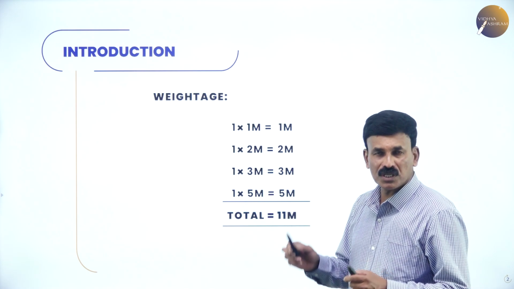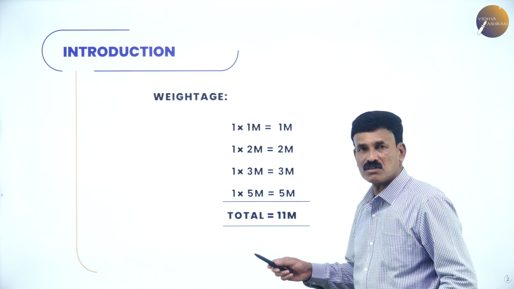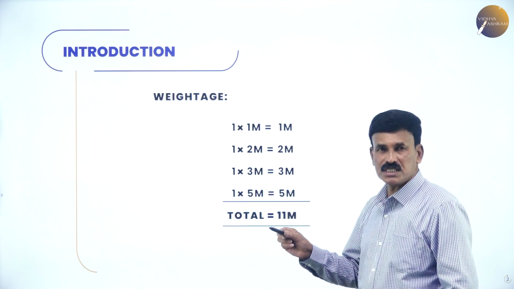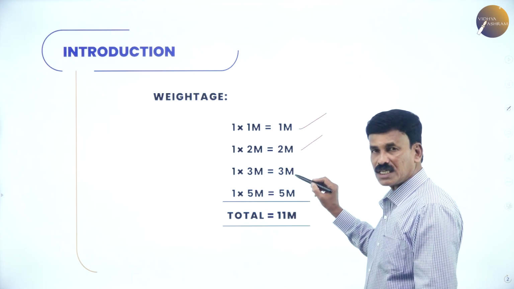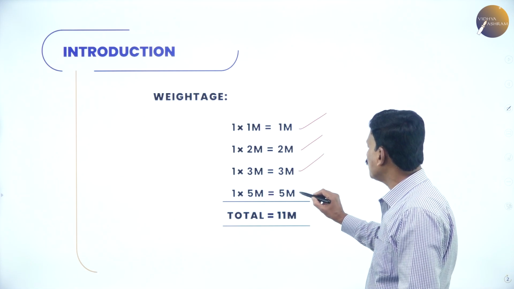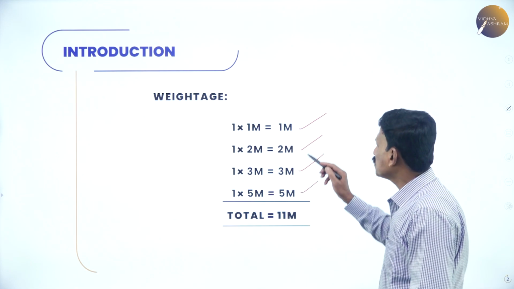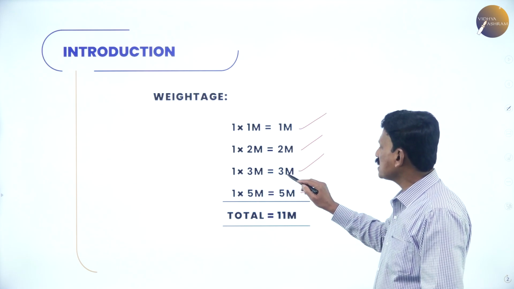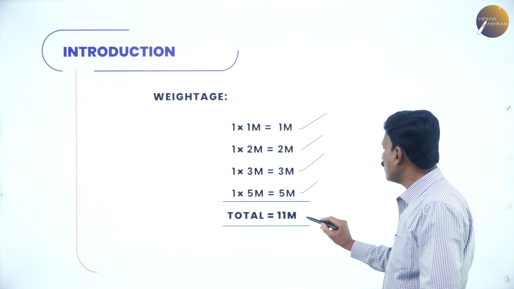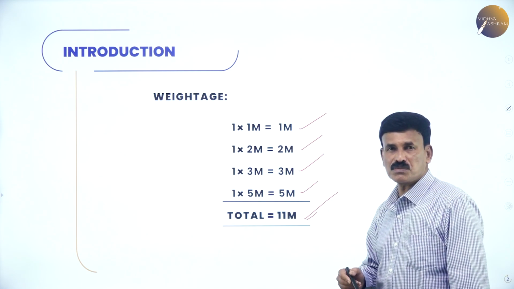Now let us come to the weightage. What is the weightage of this chapter? In this chapter you are going to get one 1 mark question, one 2 mark question, one 3 mark question and one 5 marks question. So totally 1 plus 2 plus 3 plus 5. So 5 plus 3 is 8, plus 2 is 10, plus 1 is 11 marks. So the weightage for this chapter is 11 marks.